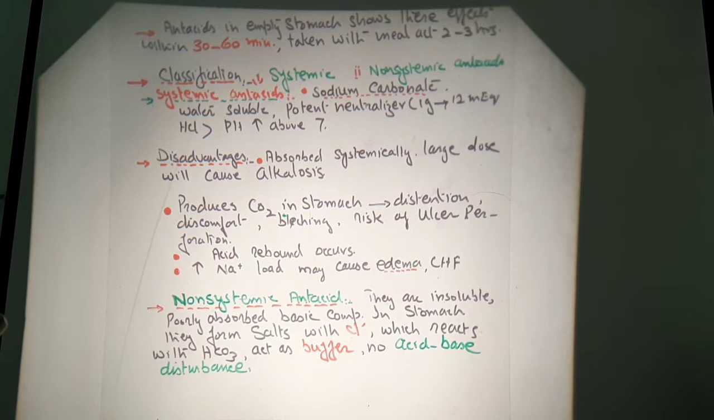Now disadvantages, because you know every drug, if it has advantages, there are certain disadvantages also. These disadvantages are that they are absorbed systemically. Systemic means those drugs which can be absorbed, so they absorb systemically. A large dose will cause alkalosis.